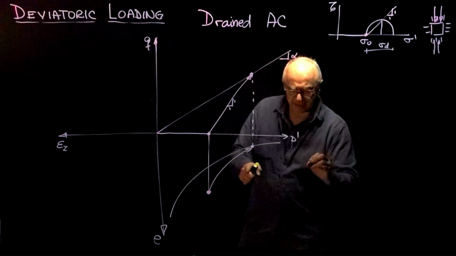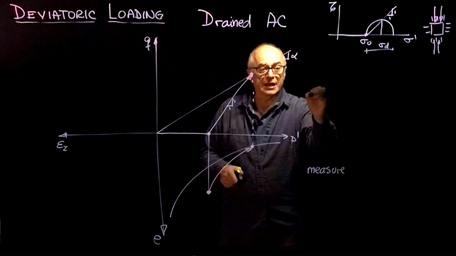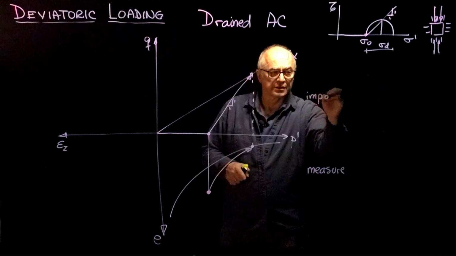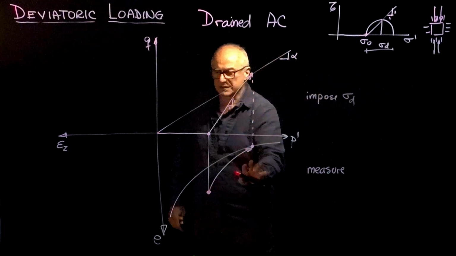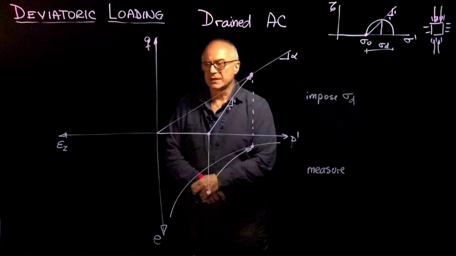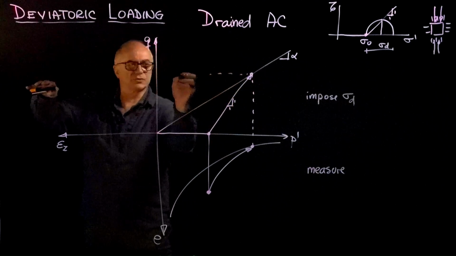So let's be clear. We are going to measure the volume change, but we are going to impose sigma deviatoric. So I know exactly this plane. This one is the one I need to measure. Now, what are the other projections? Well, the other projection, this line is going to come.